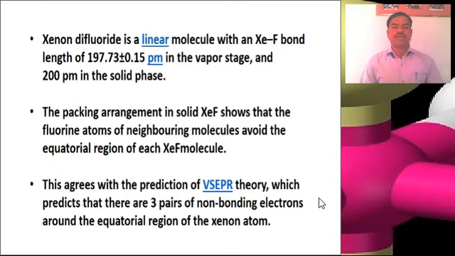shows that the fluorine atoms of neighboring molecules avoid the equatorial regions of each XeF2 molecule. This agrees with the predictions of valence shell electron pair repulsion theory, which predicts that there are three pairs of non-bonding electrons around the equatorial region of the xenon atom.